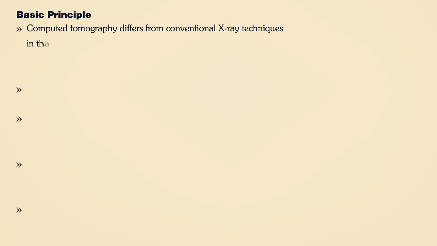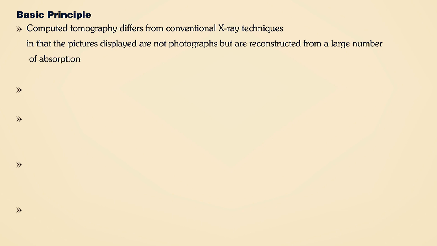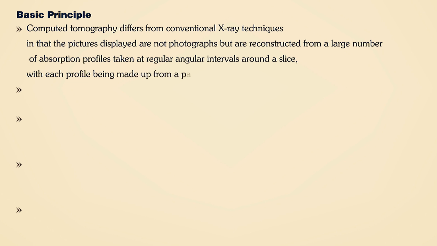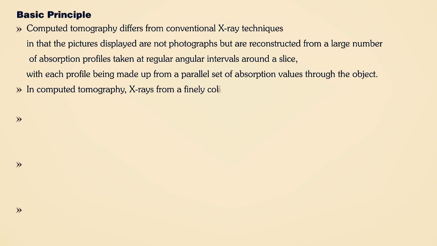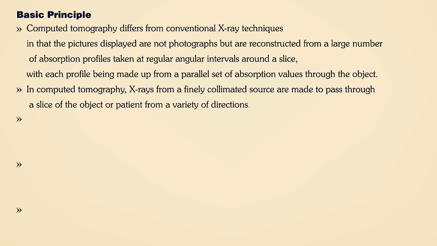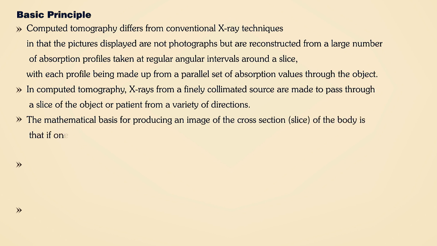Now, next I am going to explain basic principles of CT scan. Computed tomography differs from conventional X-ray techniques in that the pictures displayed are not photographs, but are reconstructed from a large number of absorption profiles taken at regular angular intervals around a slice, with each profile being made up from a parallel set of absorption values through the object.